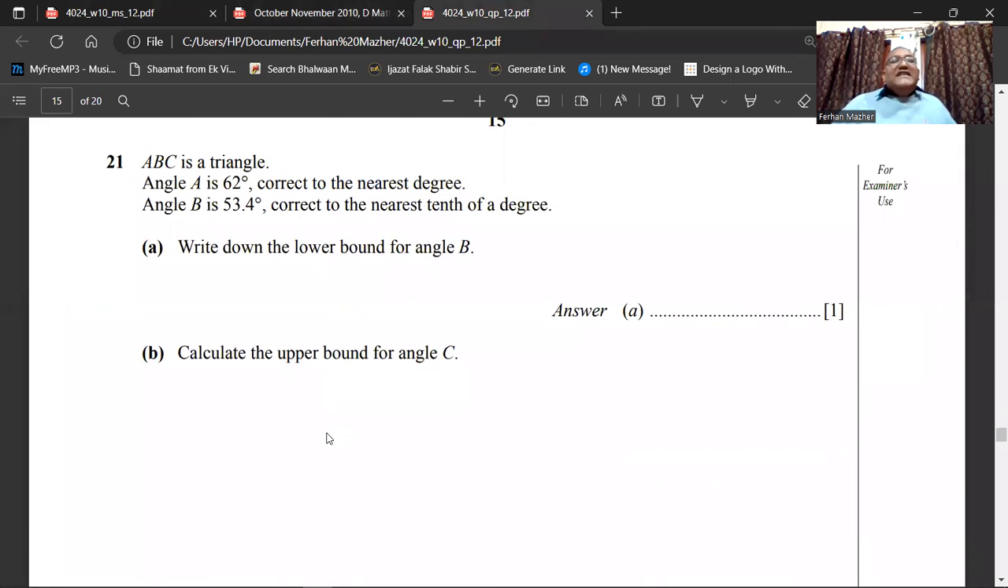Question number 21. ABC is a triangle. Angle A is 62 degrees, correct to the nearest degree. Angle B is 53.4 degrees, correct to the nearest tenth of a degree. Write down the lower bound for the angle B.